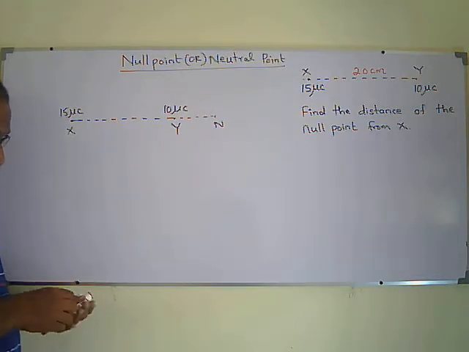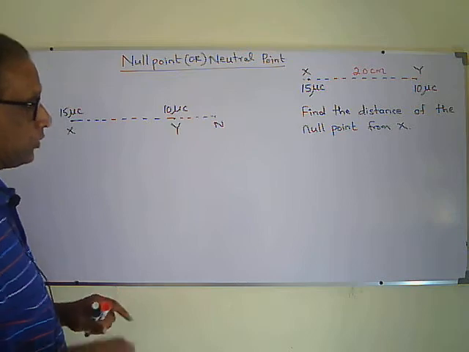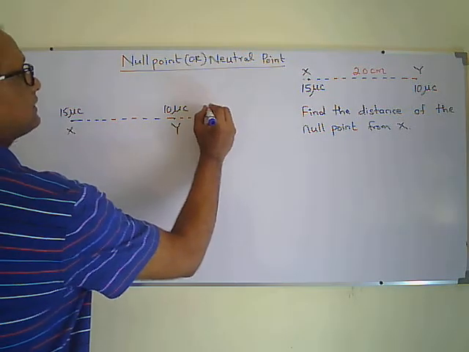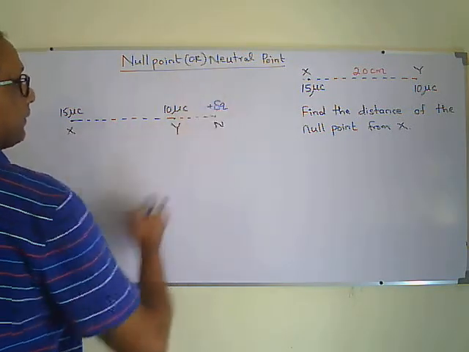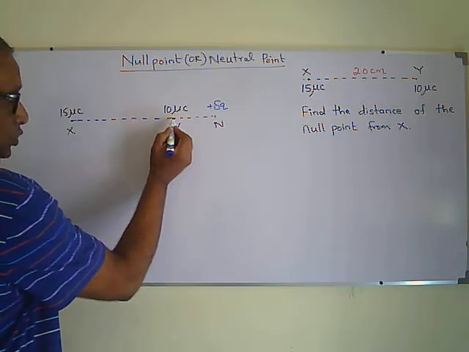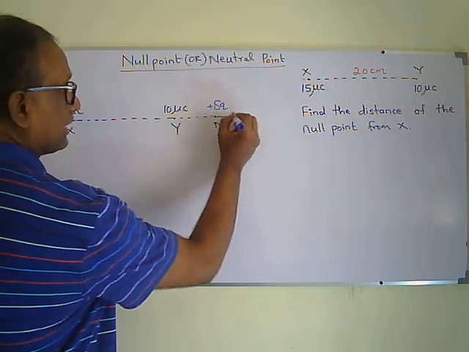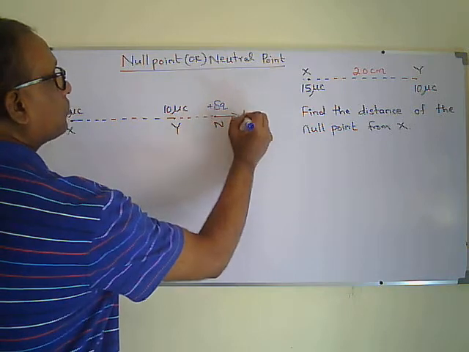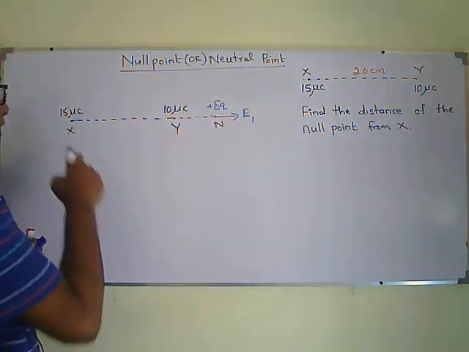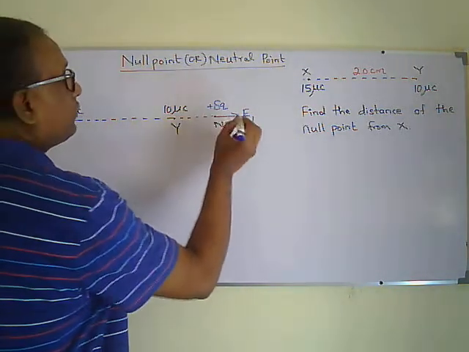Okay, we'll try to keep a positive test charge at that point. If I keep a positive test charge at point N, what will happen? The 10 microcoulomb will repel it, so the electric field strength due to 10 microcoulomb will be towards the right. The 15 microcoulomb also will repel it.